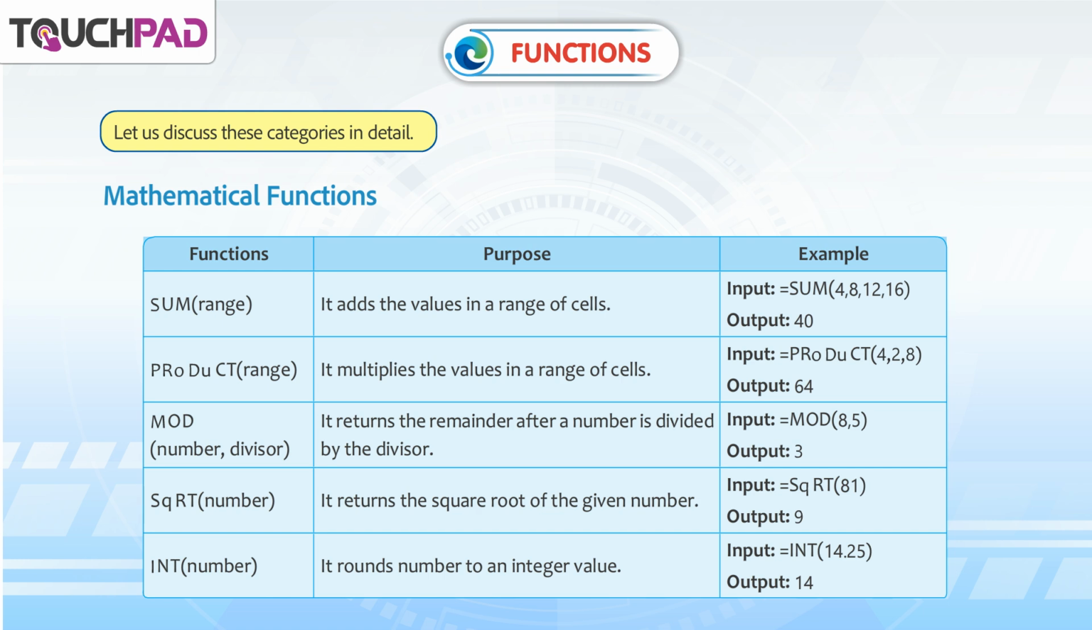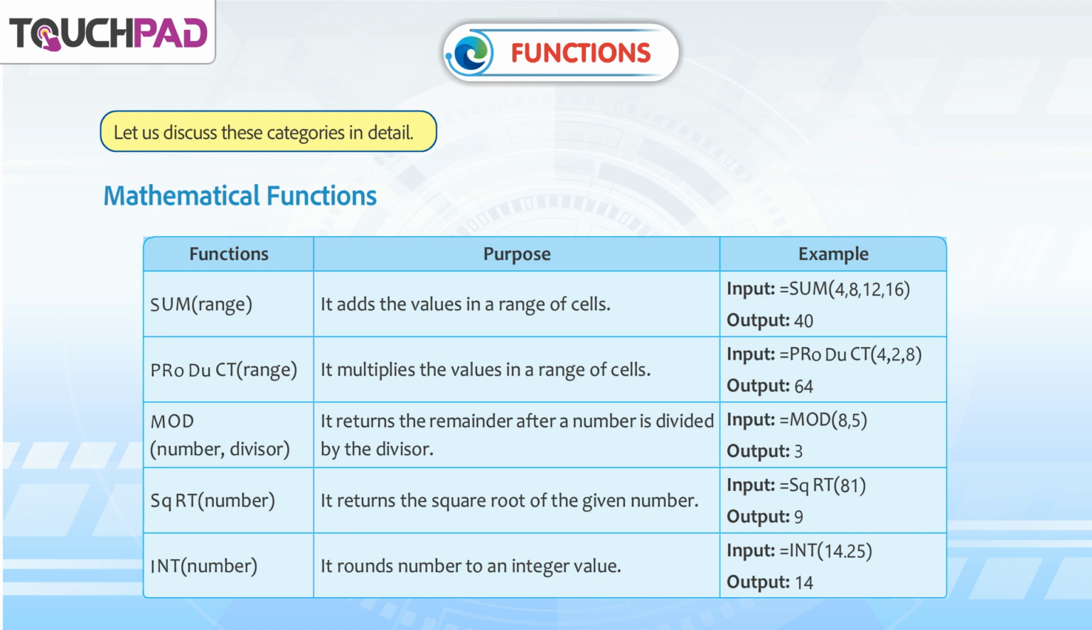Output: 64. MOD(number, divisor). It returns the remainder after a number is divided by the divisor. Input: =MOD(8, 5). Output: 3. Square root. SQRT(number). It returns the square root of the given number. Input: =SQRT(81).